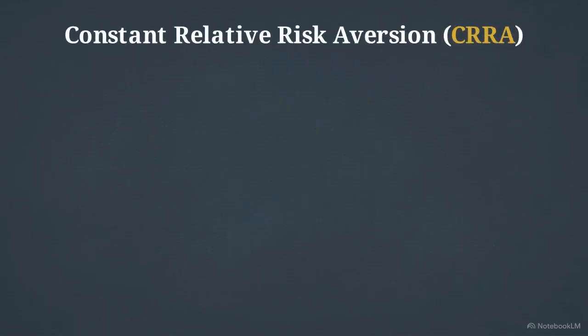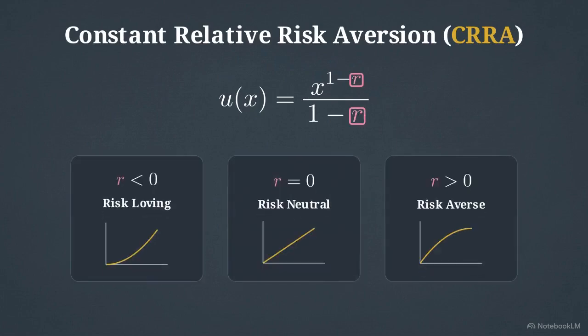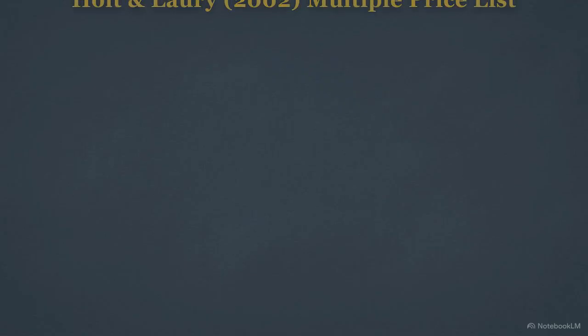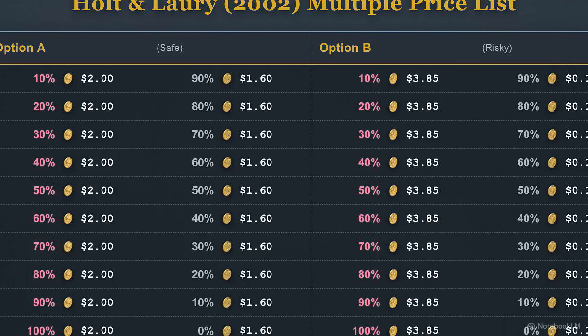To measure risk, economists frequently use a functional form called constant relative risk aversion. Their primary goal is to isolate its core variable, the coefficient R. In 2002, Holt and Laury designed an experiment to capture this using a multiple price list. Subjects face 10 paired lottery choices, comparing a safe option A to a risky option B. The probability of winning increments upward from 10 to 100.